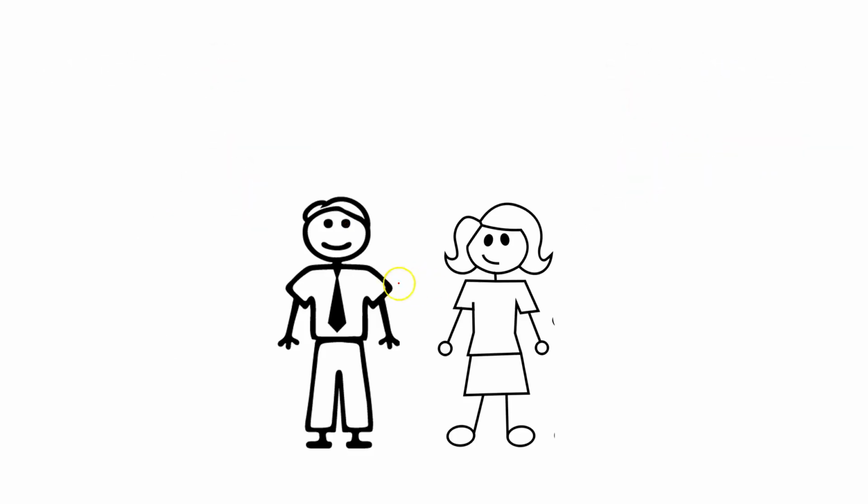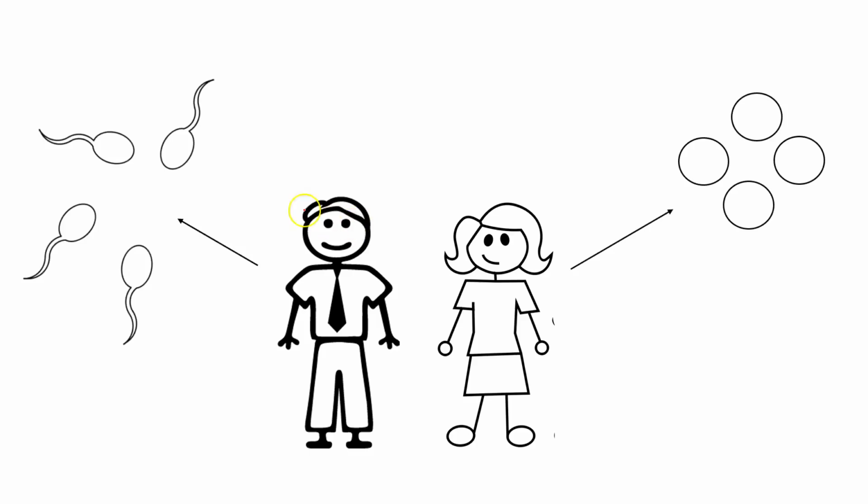Well, what happens, let's say these two folks here, they fall madly in love, and on some starry night when the mood is right, they conceive a child. Well, how this works is that the male is producing a lot of sperm as his gamete, and the female is producing a lot of eggs as her gamete.